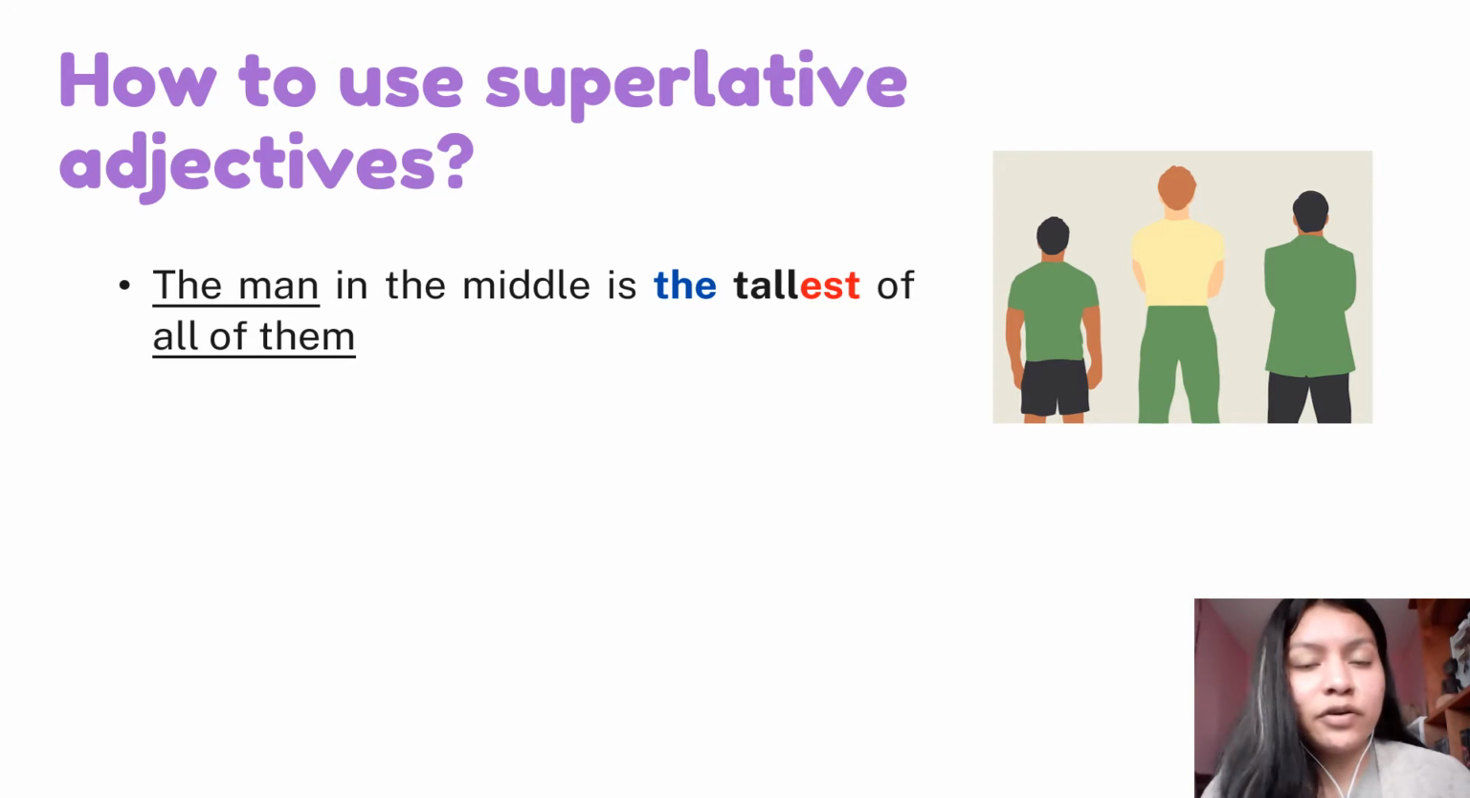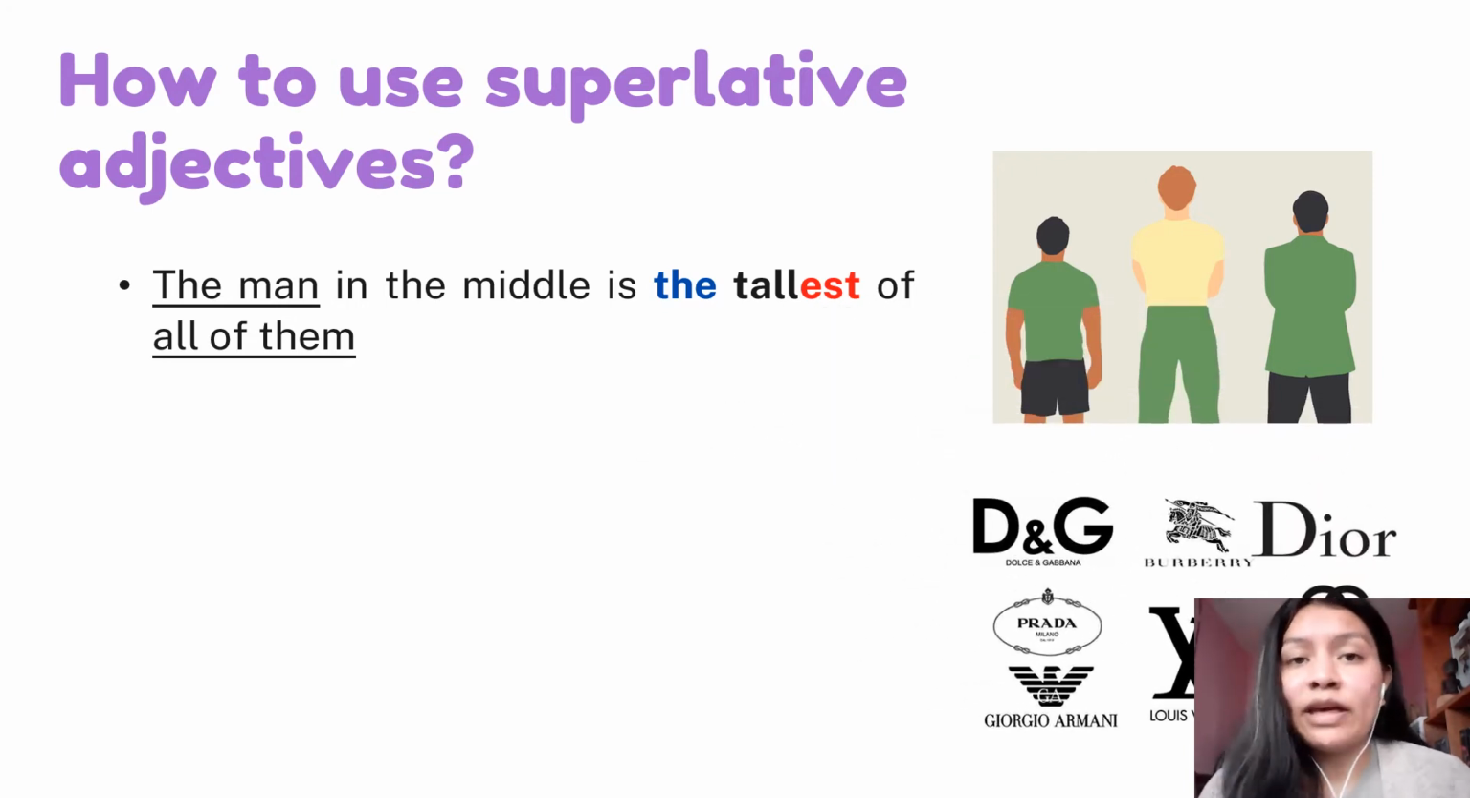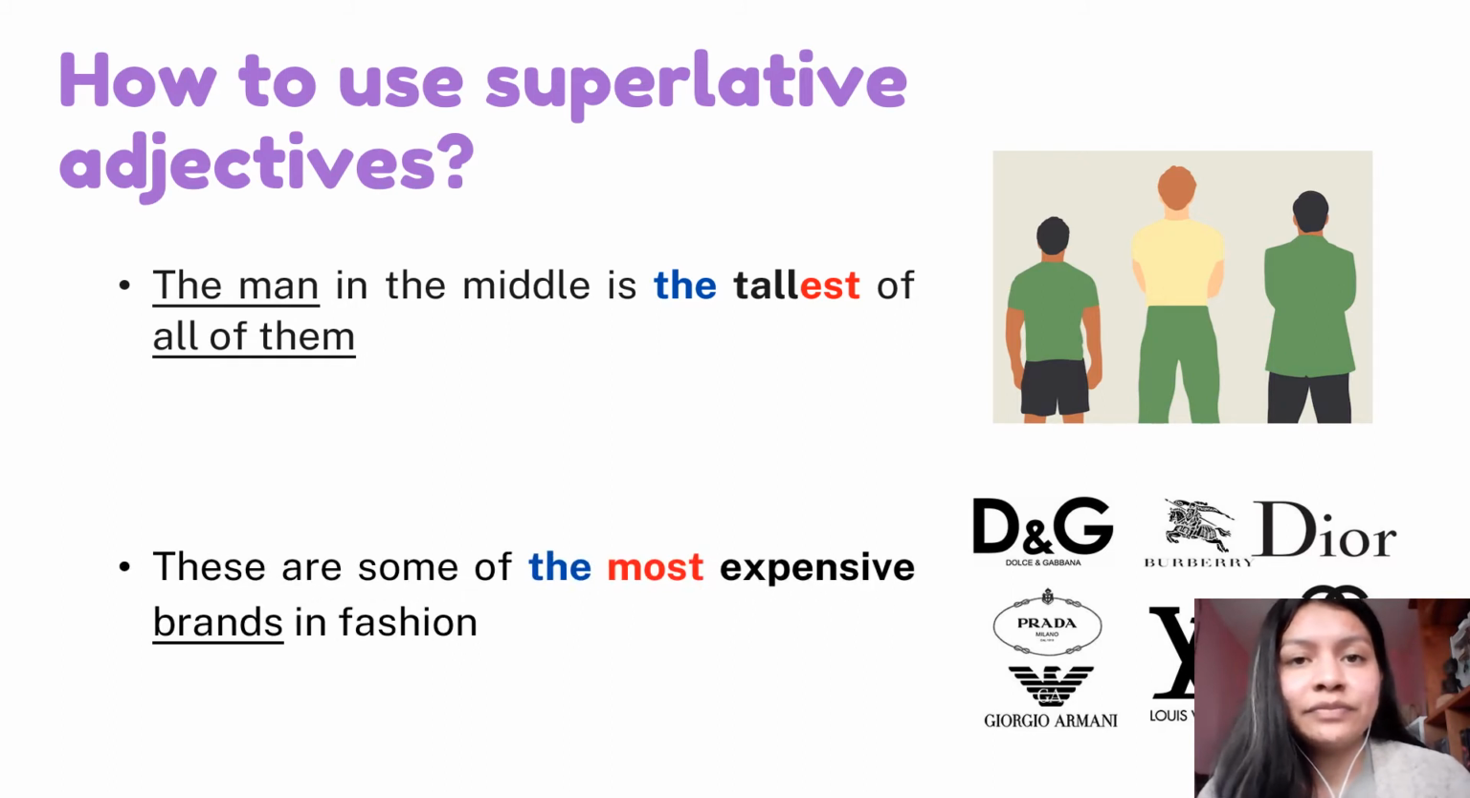Check out this other image, where we have a bunch of different brands. One example could be, these are some of the most expensive brands in fashion. In this sentence, the adjective is expensive, and the way to make it superlative is to add the word most before expensive, which is the adjective.